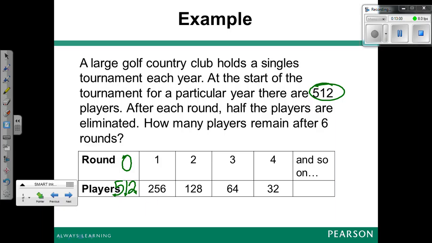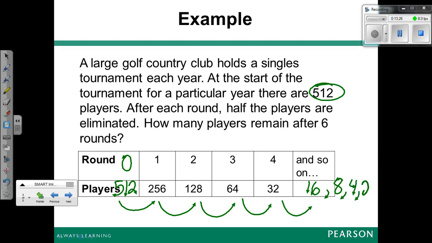So half of 512 is 256. Then half of 256 is 128. Half of 128 is 64. Half of 64 is 32. So you guys know what the next numbers will be, right? What will be next? 16. And then 8. And then 4. And then 2. And then they will have the winner, right?